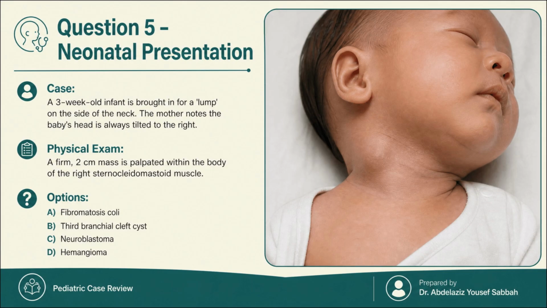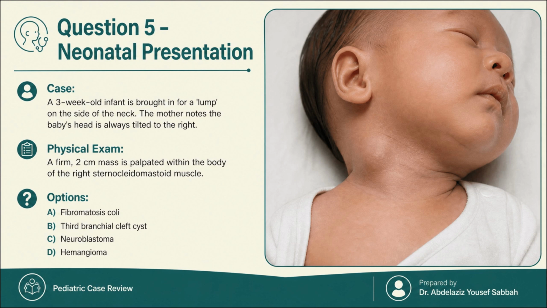Question 5. Neonatal presentation. A 3-week-old infant is brought in for a lump on the side of the neck. The mother notes the baby's head is always tilted to the right. On physical examination, a firm 2 cm mass is palpated within the body of the right sternocleidomastoid muscle. What is the most likely diagnosis?